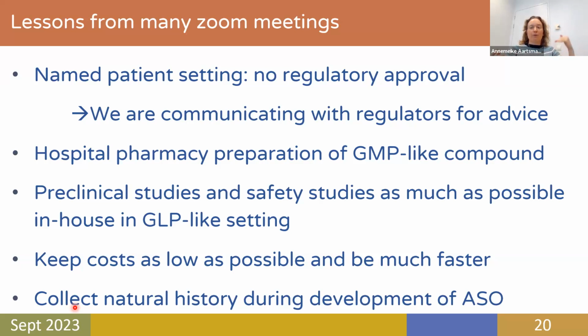The fact that we don't need regulatory approval doesn't mean that we're skipping them entirely. They're very willing to advise us, and we're very grateful for that. So we communicate with them for advice, but we don't need their permission. Because it's a named patient setting, we do not have to be GMP compliant and GLP compliant. So the medical grades and the way you do toxicity studies, normally there are very strict regulations, and you have certified labs that can do this.